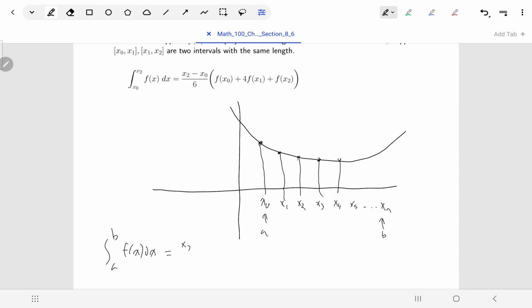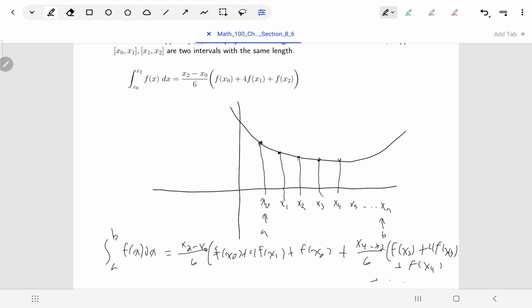I could say, well, x2 minus x0 over 6 times f of x0 plus 4 f of x1 plus f of x2, and then do the same thing with the next interval. So that's from x2 to x4. And then it would be f of x2, 4 f of x3, and plus f of x4. And I could continue on in that pattern all the way until the end.